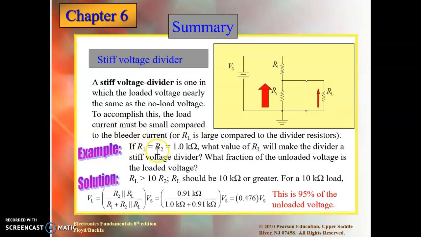So if R1 and R2 are equal to 1K, what is the value of RL that will make the divider a stiff voltage divider? What fraction of the unloaded voltage is the loaded voltage? We have RL has to be 10 times greater than R2. RL should be 10K or greater to avoid that. And if we follow this simple rule right here, we are still going to suffer. We are still going to decrease our output voltage by 5%. But 5% is better than 50%. So you have to keep that in mind.